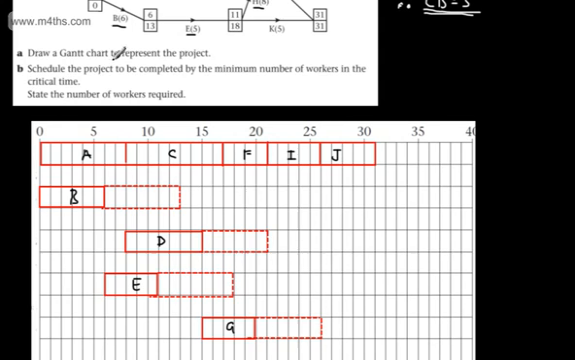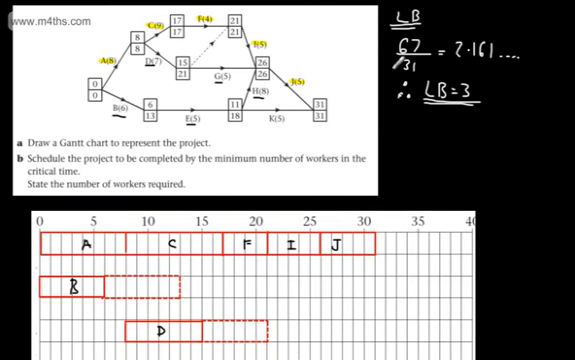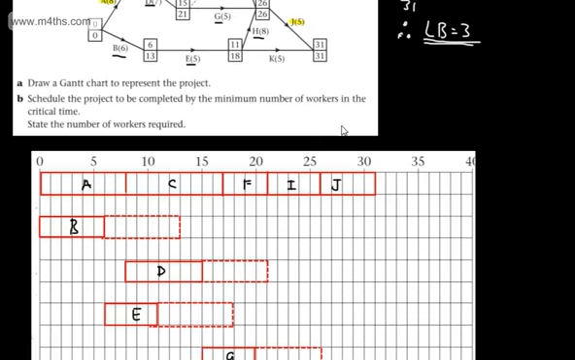It says schedule the project to be completed by the minimum number of workers in the critical time. State the number of workers required. So if this was an exam question, you would do your lower bound and you would now round up. Quite clearly it's going to take more than 2 and we simply round up. Now with this, with the 2.1, this is suggesting that this should be fairly easy to do.